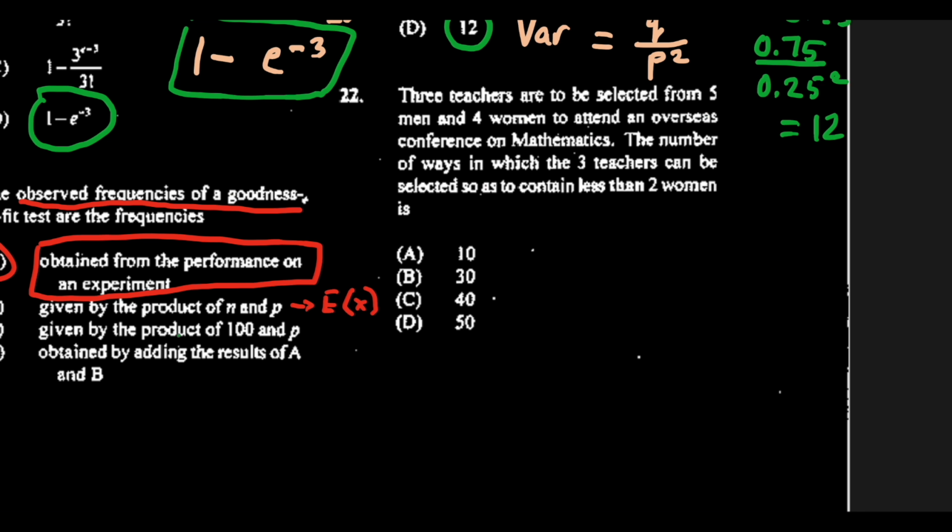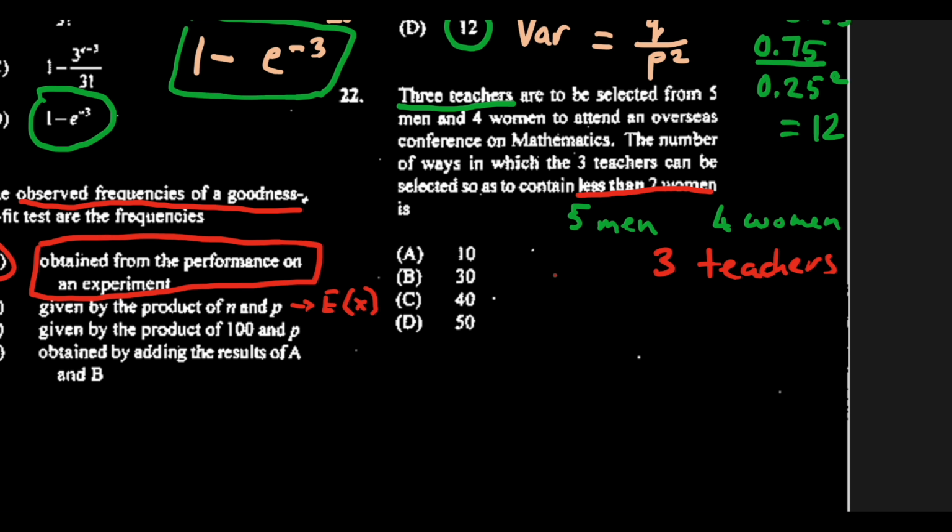3 teachers are to be selected from 5 men and 4 women to attend an overseas conference on math. The number of ways in which 3 teachers can be selected so as to contain less than 2 women. So we want to select 3 teachers and we have to select from 5 men and 4 women. But there's a condition. We must have less than 2 women selected. So when it's saying less than 2 women, that means we could have 1 woman or no woman. Pay close attention to that. It says less than 2.